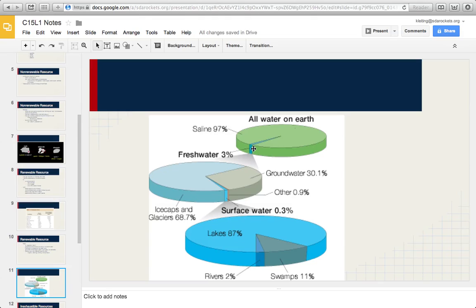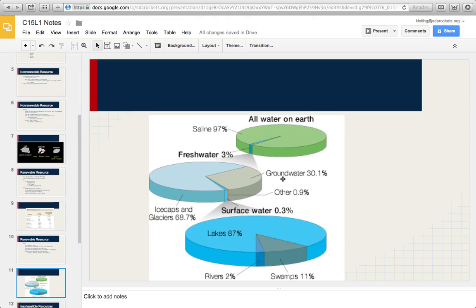So then they're going to take this slice out and turn it into its own pie chart. And of the 3% of all of the water in the world that we can drink, almost 70%, 68.7, is locked into ice caps and glaciers. That's a really, really big amount. So, of the 3% we could possibly drink, 70% of that we can't really use because it's in ice. Then we have 30% is groundwater, and that's what we can actually use.